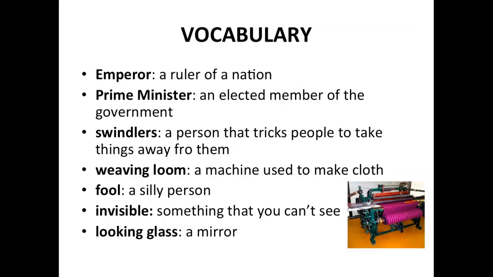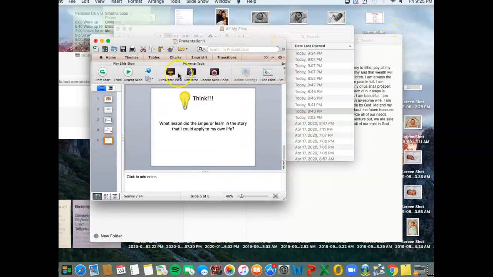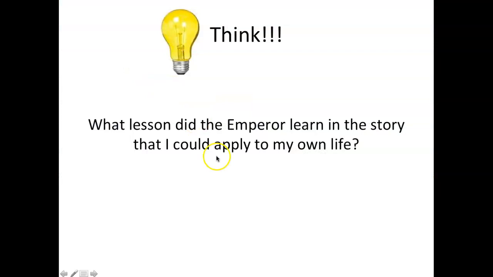So now we're going to use this information that you guys came up with to figure out what the lesson is in the story. What lesson did the emperor learn in the story that I could apply or that you could apply to your own life? So again, when we think about the lesson, it has to be something that we could learn for ourselves. So the lesson can't be something like never buy imaginary cloth from swindlers, because it's not every day that we come in contact with swindlers that are trying to sell us imaginary cloth. So the lesson is bigger than that.